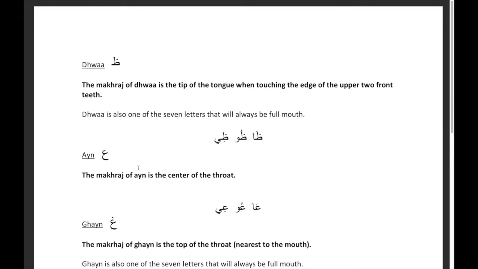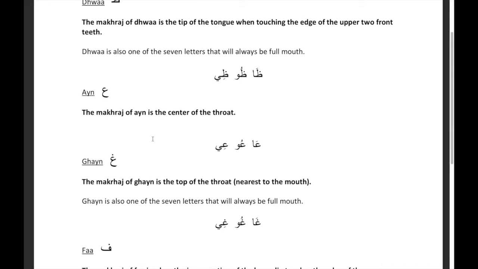Next is Dha. The makhraj of Dha is the tip of the tongue when touching the edge of the upper two front teeth, which is in the same group as Tha and Dhal. So remember, you have to stick your tongue out. However, Dha is also one of the 7 letters that will always be full mouth. So it will be very soft, so you will feel your breath out of your mouth, while at the same time it's full mouth. So, Dha, Dhu, Dhi.